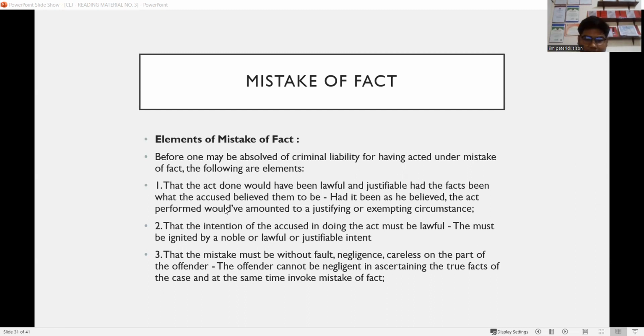So elements of mistake of fact. Number one, the act done would have been lawful and justifiable had the facts been what the accused believed them to be. Had it been as he believed, the act performed would have amounted to justifying or exempting circumstances. Okay? Just like my example a while ago. Number two, that the intention of the accused in doing the act must be lawful, that the act must be ignited by a noble or lawful intent. Okay? The third, that the mistake must be without fault, negligence, or carelessness on the part of the offender. So the offender cannot be negligent in ascertaining the true facts of the case and at the same time invoke mistake of fact.